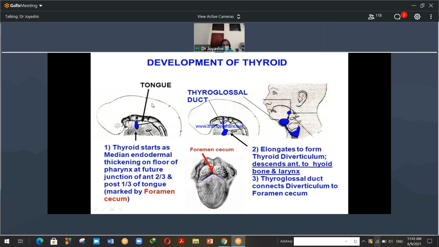Thyroid gland. The thyroid gland starts as a median endodermal thickening on the floor of the pharynx at the future junction of the anterior 2/3 and posterior 1/3 of the tongue, marked by the foramen cecum.